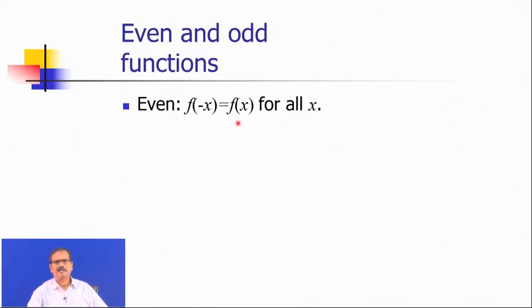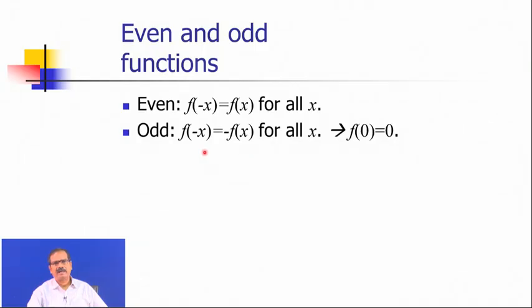See, f(-x) should be equal to f(x) for all x, whereas for odd it should be antisymmetric, that is f(-x) equals -f(x) for all x, and naturally at x equal to 0, the value has to be equal to 0 from this definition. So, a function could be even, it could be odd, or it could be neither. When they have these properties, then you can expand them using only cosine or only sine functions.